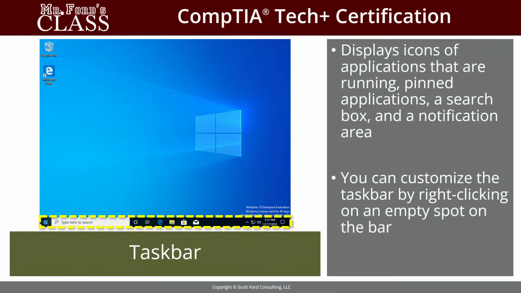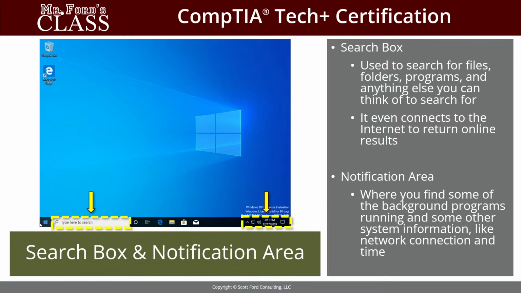Taskbar, that's the bar on the bottom, displays icons of applications that are running, pinned applications, search box, notification area. You can customize this a great deal as well. The search box is used to search for files, folders, all that good stuff. Your notification area is where you see notifications of programs that are running, as well as different things that might be happening on your computer, time, all that good stuff.